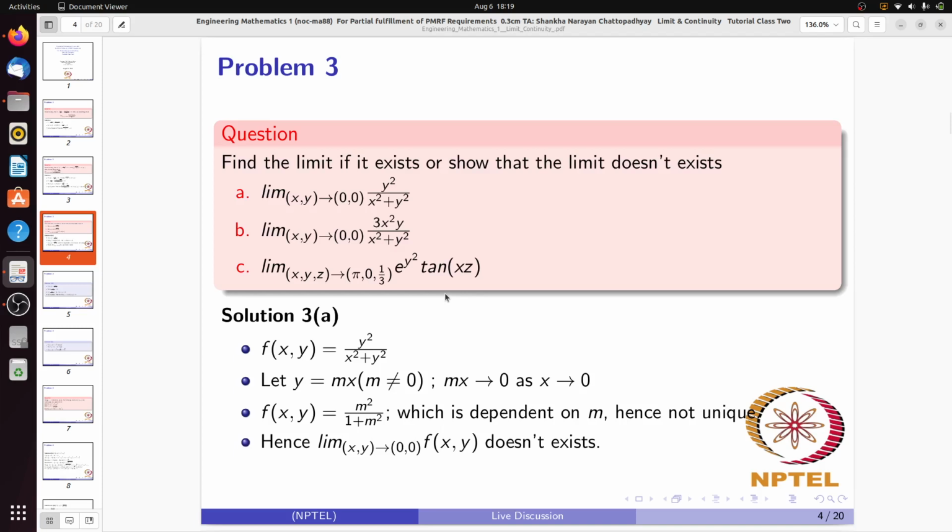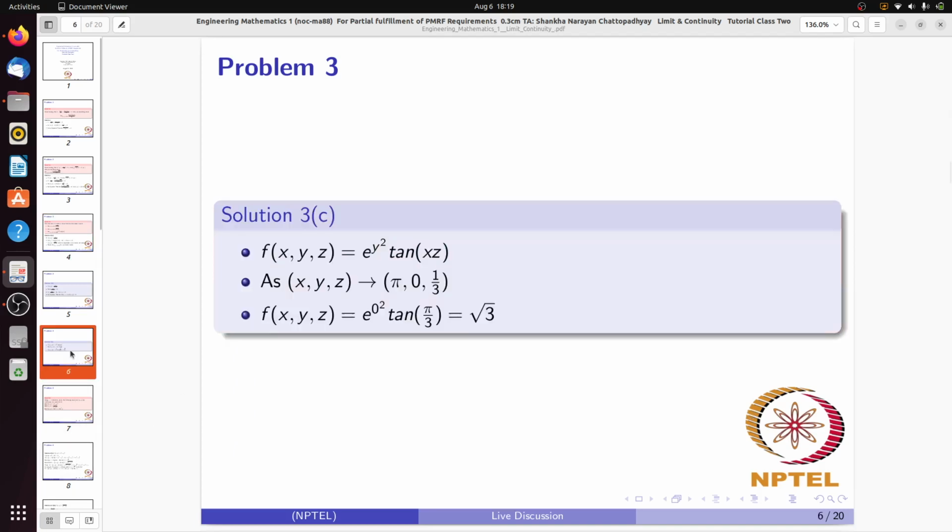Sorry, this question I have already discussed. So as f(x,y,z) equals e to the power y square tan of xz, as (x,y,z) tends towards (pi,0,1/3). If we put y equals 0, we get e to the power 0 square, which is e to the power 0. And tan xz, if we put x equals pi and z equals 1/3, it will be tan of pi by 3. So e to the power 0 into tan pi by 3 will be tan pi by 3 only, because e to the power 0 is 1.